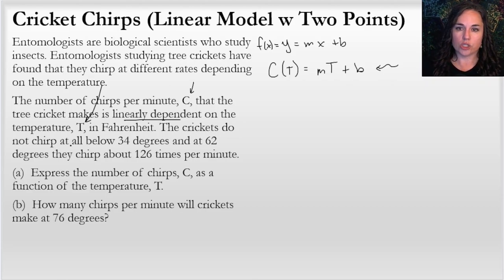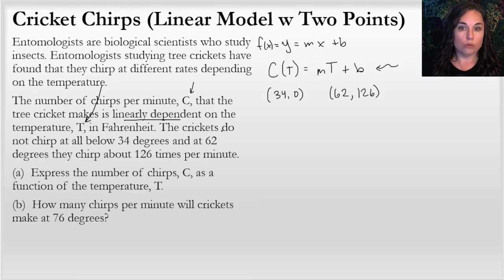It says the crickets do not chirp at all below 34 degrees, and at 62 degrees they chirp about 126 times per minute. This is giving me 2 points. I have 2 points on a line. So I'll notice that I have the point when the input is 34, then the output is 0. That's not 0, 34. That's not an intercept value. Make sure you're interpreting your points correctly. So there's that first point, 34, 0. And then the other one is when the temperature is 62, I'm going to have a number of chirps of 126. That is going to be our 2 points.